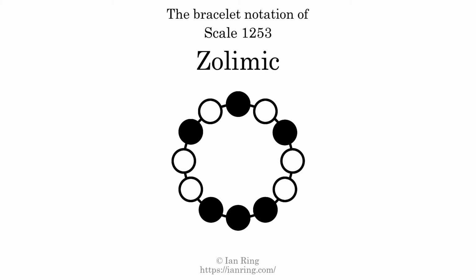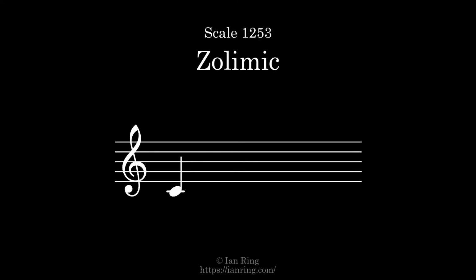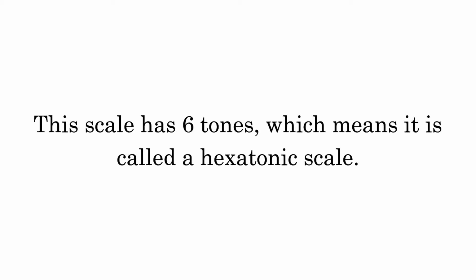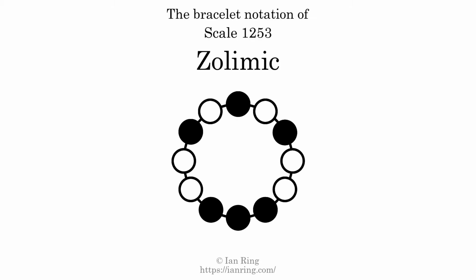1253, Zolimic, which sounds like this. This scale has 6 tones, which means it is called a hexatonic scale. This is a bracelet notation diagram of scale 1253. The shaded circles represent tones that appear in the scale, and they are read clockwise, starting at the top.